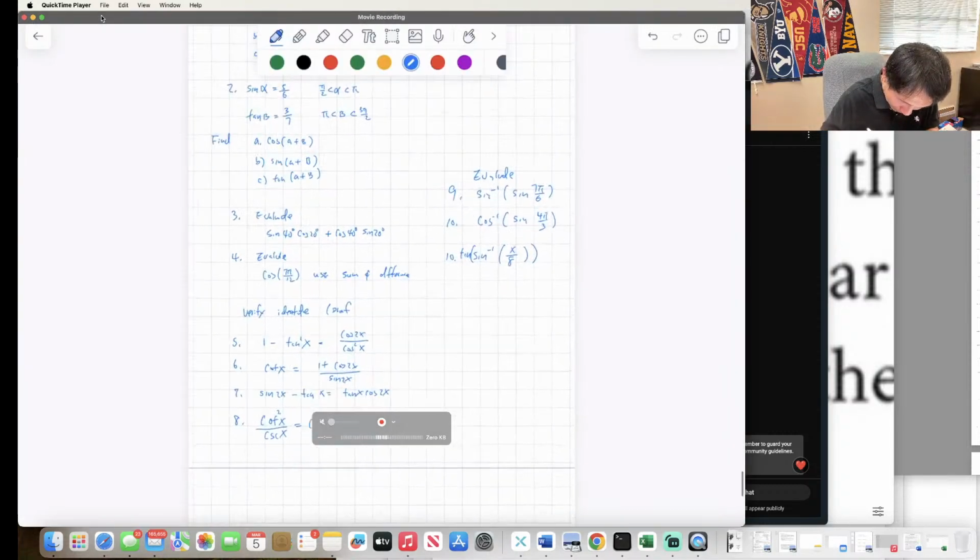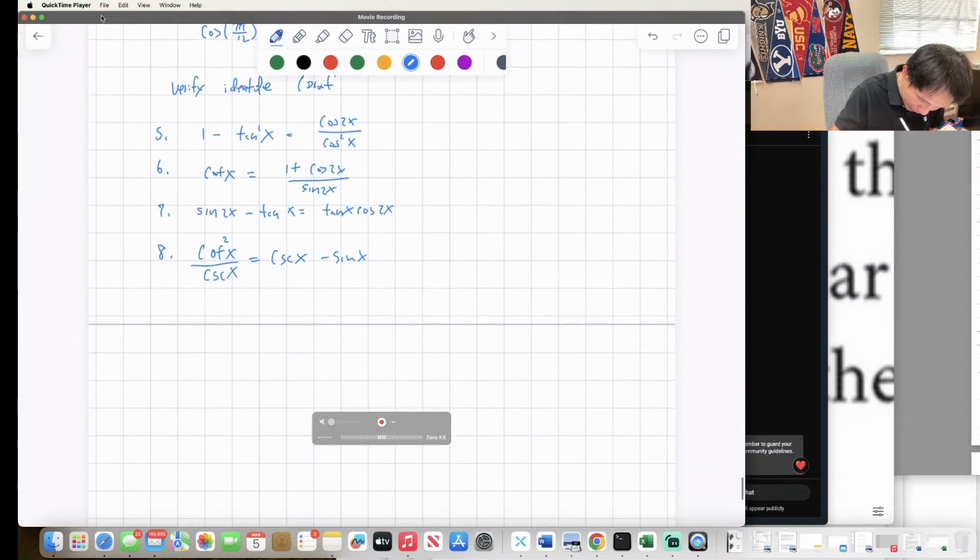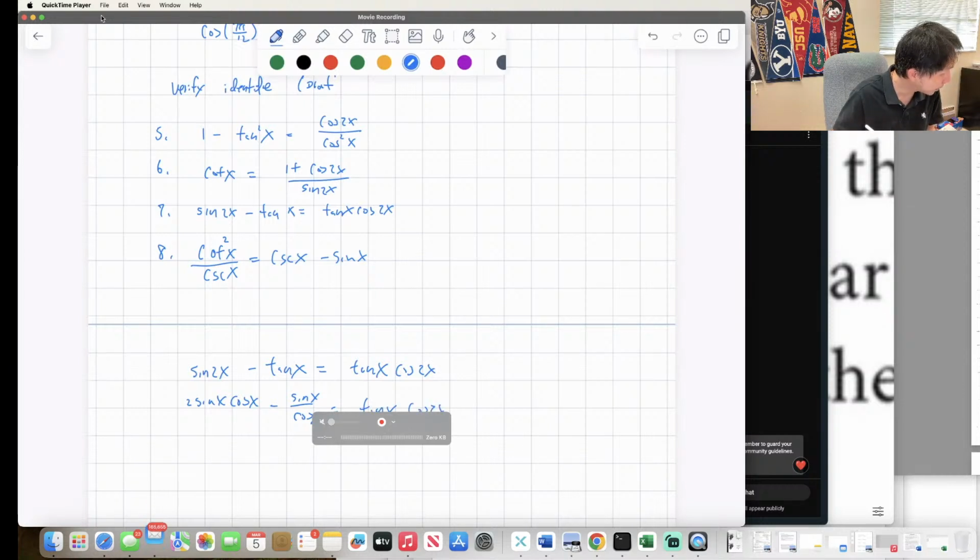Okay, number 7. Sine of 2x minus tangent of x equals tan of x cosine of 2x. So that means 2 sine of x cosine of x, right? Minus sine of x over cosine of x. Is that okay? So what do I do next? What do I do next?